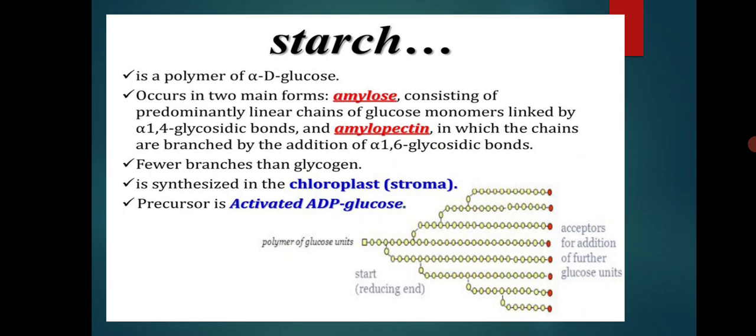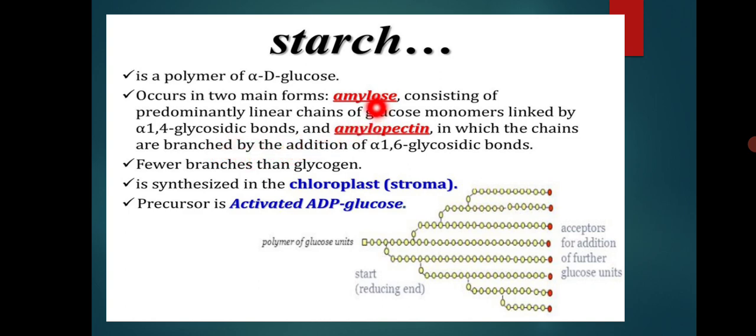In short, starch क्या है? Starch is a major glucose storage compound present in plants. अगर हम इसे और सिंपल में बोलेंगे तो starch is made up of glucose units. It occurs in two main forms. First is amylose and second is amylopectin. Amylose consists of a linear chain of glucose monomers linked by alpha 1,4 glycosidic bonds.